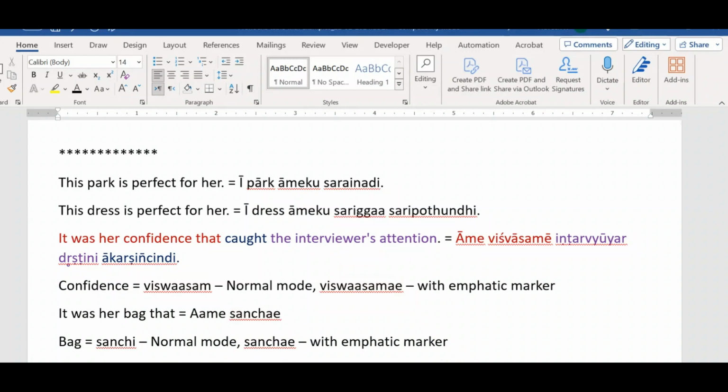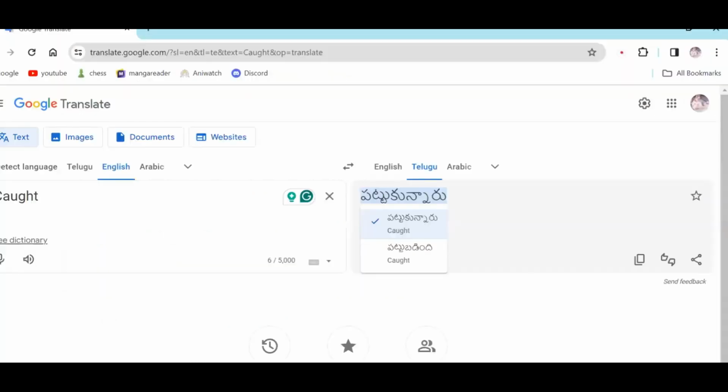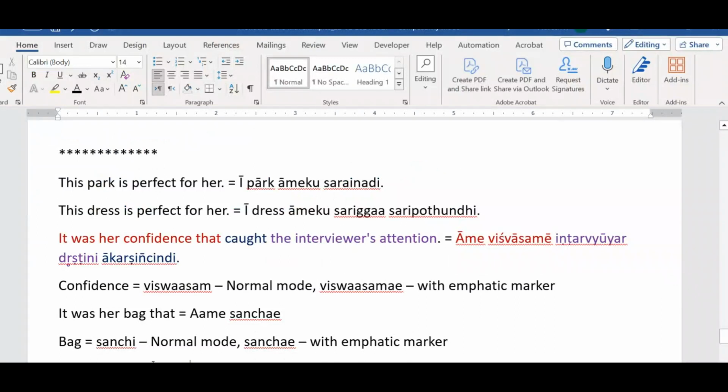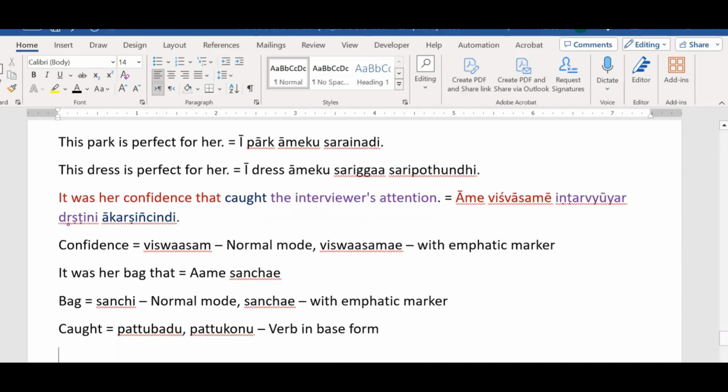Okay, so pattu badu, or pattu badu. Okay, but it may have different meaning also. Pattukunnaru. Okay, so cart, pattu badu, pattukono. This is verb in base form. Okay, so I was caught. I was caught. నేను పట్టుబడ్డాను. I was caught. నేను పట్టుబడ్డాను.